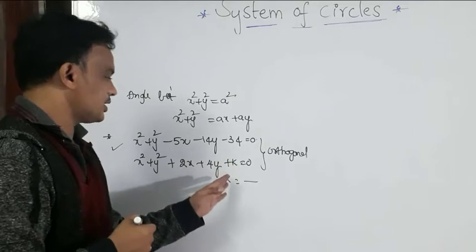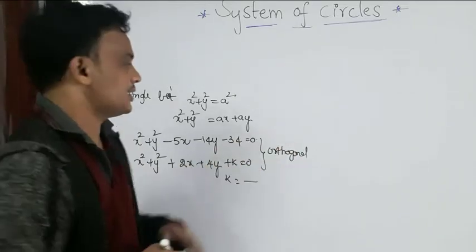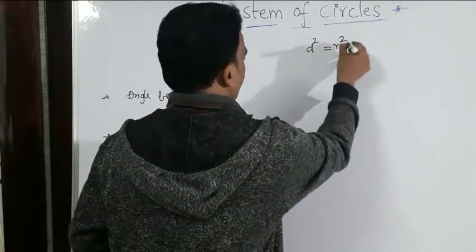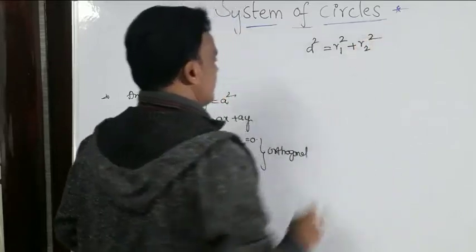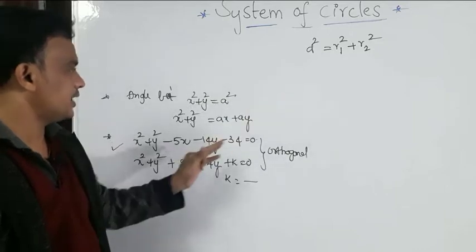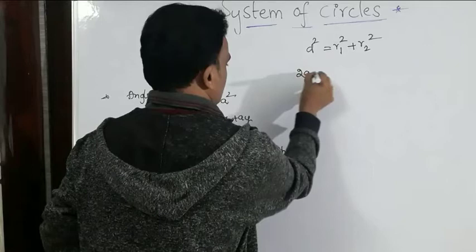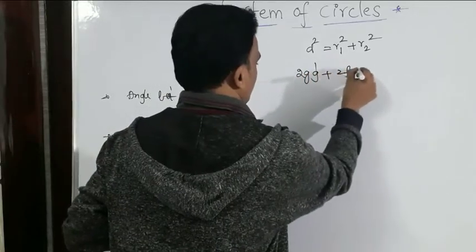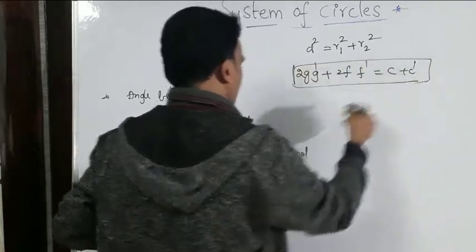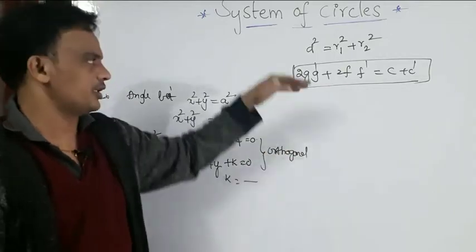Here the two circles cut each other orthogonally, already clearly mentioned. Yes, what is the condition for orthogonality? You can use this case: d square is equal to r1 square plus r2 square, where d is the distance between the centers. Or one more condition is 2gg' plus 2ff' is equal to c plus c'. Whenever the two circles intersect orthogonally, it is better to use this condition, you will get it easily. Of course, the other is also no problem.